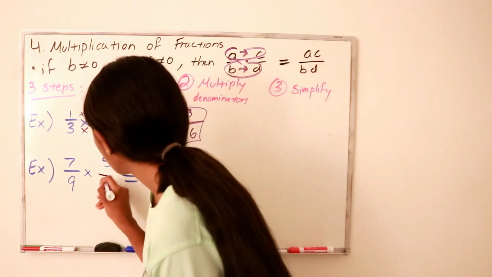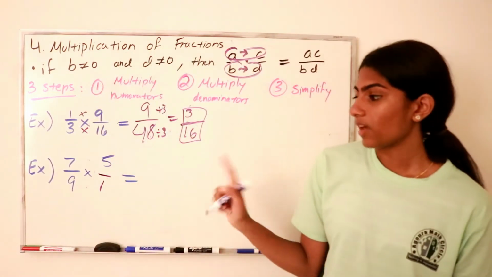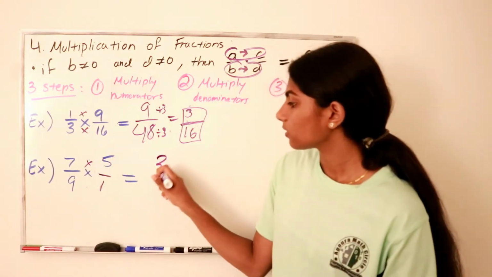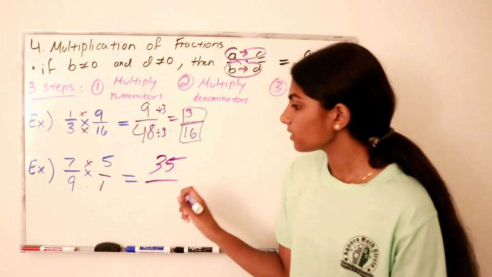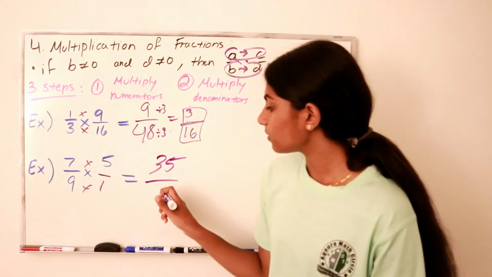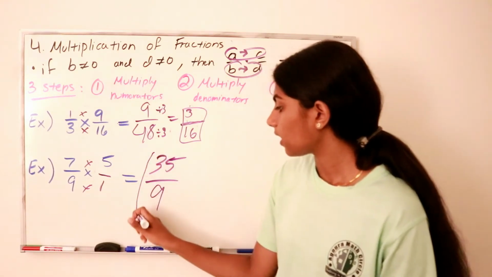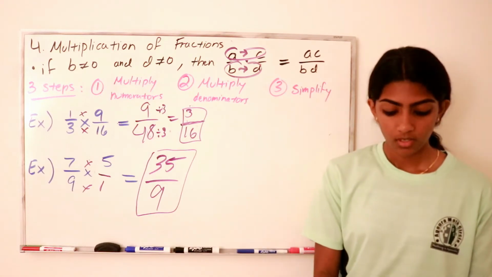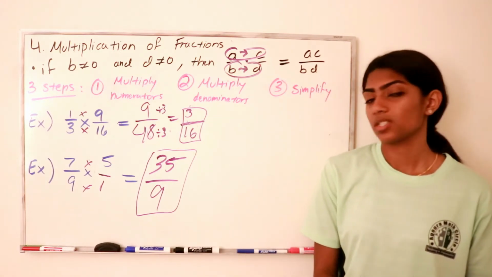So now we know that it's a fraction. Now we can just multiply 7 times 5, which equals 35. And then we can multiply 9 times 1, which equals 9. And this is our final answer since we cannot simplify this even more. So that's all for multiplying fractions.